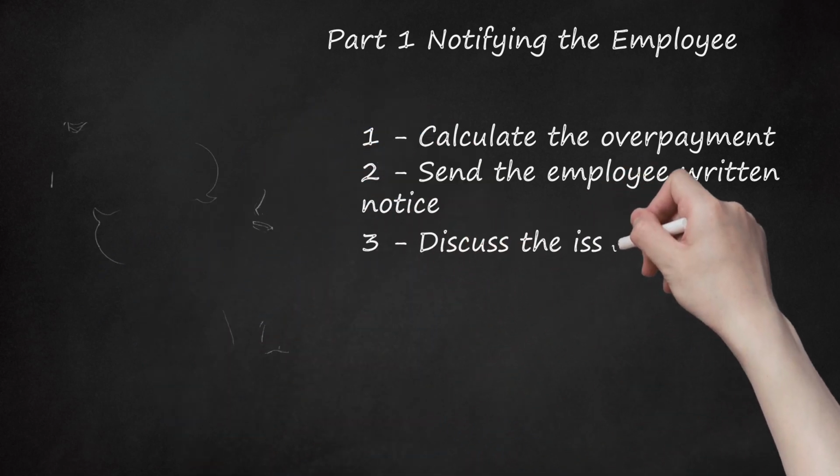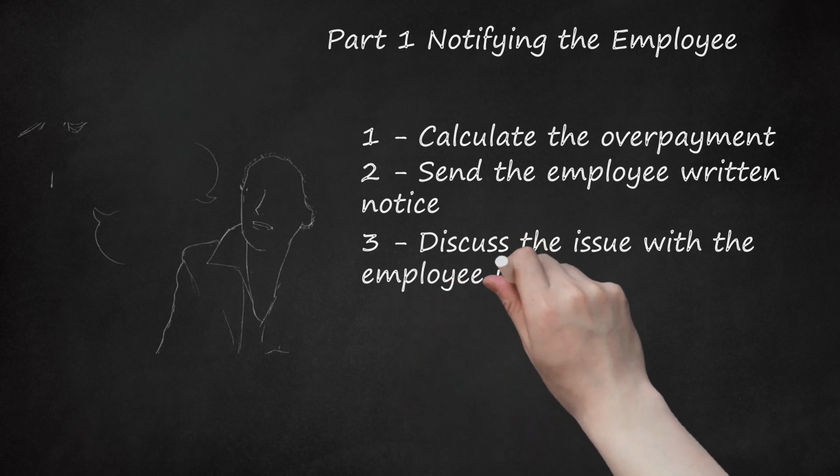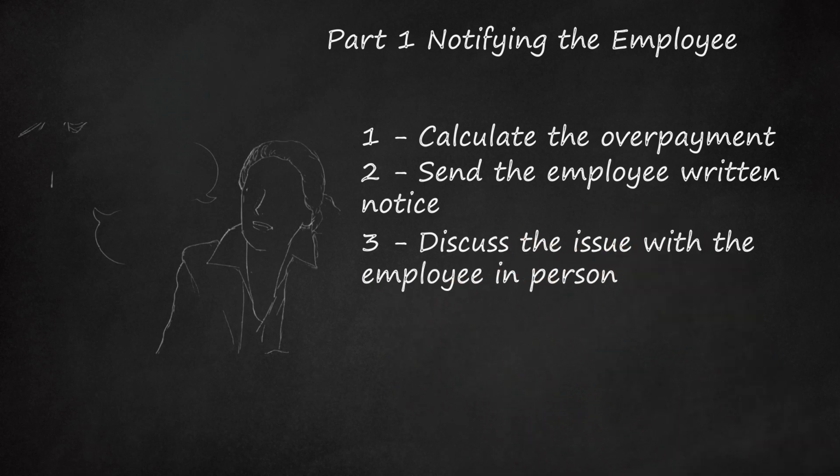3. Discuss the issue with the employee in person. After you give the employee written notice, arrange a meeting with him or her to figure out what arrangements can be made to get the accidental overpayment back. Before the meeting takes place, review your state's laws on deducting the pay from the employee's paycheck. Typically, you are allowed to do this, but not without the employee's knowledge and consent.